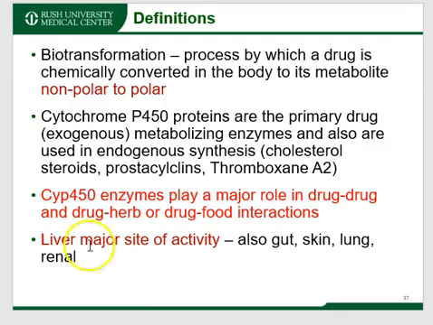Okay, and so the liver is the major site of the expression of these cytochromes, but these cytochromes are also found in the gut, in the skin, certain components of the lung, as well as the kidney.